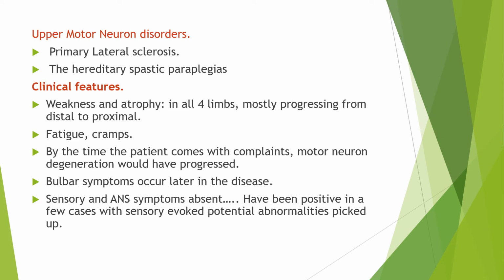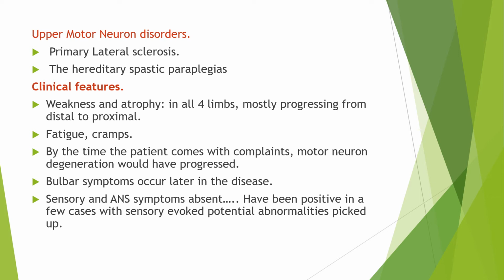Pure upper motor neuron disorders include primary lateral sclerosis, I have mentioned earlier, in which pure upper motor neuron features are there. The hereditary spastic paraplegia, in which there is weakness of both lower limbs with features of upper motor neuron type of lesions like hyperreflexia, hypertonia, upgoing plantars, and decreased power in the lower limbs.